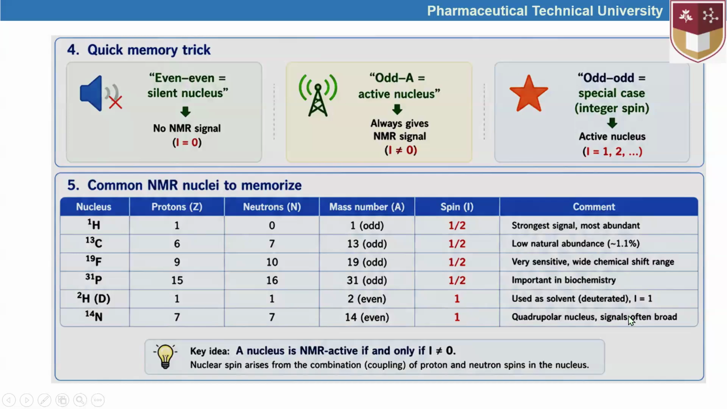Deuterated water is used to dissolve some compounds that have hydrophilic nature, or deuterated chloroform is used to dissolve the compounds that are more hydrophobic. And nitrogen-14 has a quadrupole nucleus, and it produces signals of, let's say, broad peaks.